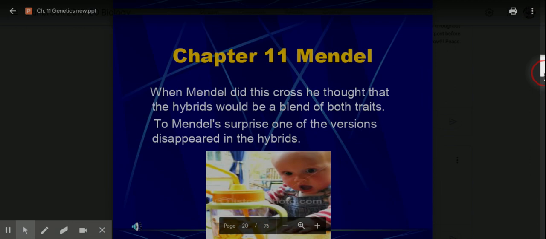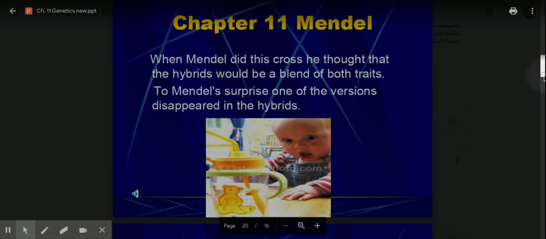All right. So when Mendel did this cross, he thought that the hybrids would be a blend of both traits. As we already said, he was shocked to find that it wasn't the case.